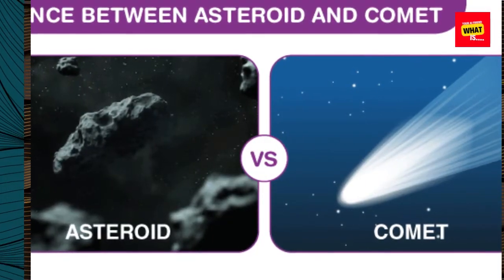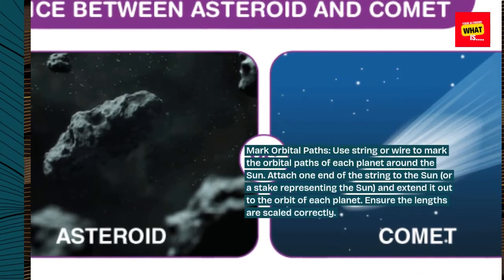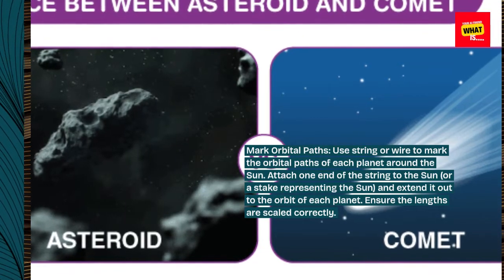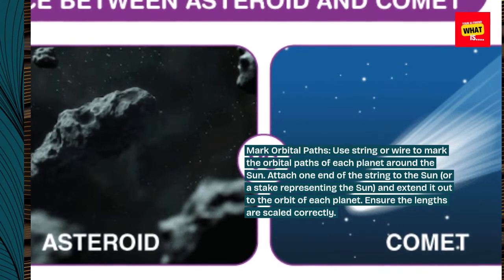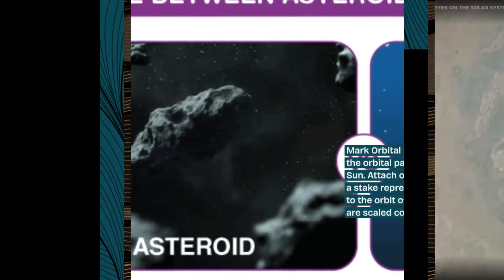Mark orbital paths. Use string or wire to mark the orbital paths of each planet around the Sun. Attach one end of the string to the Sun, or a stake representing the Sun, and extend it out to the orbit of each planet. Ensure the lengths are scaled correctly.